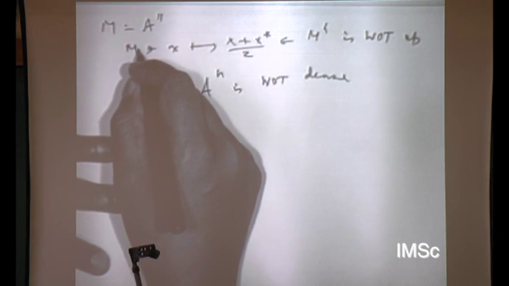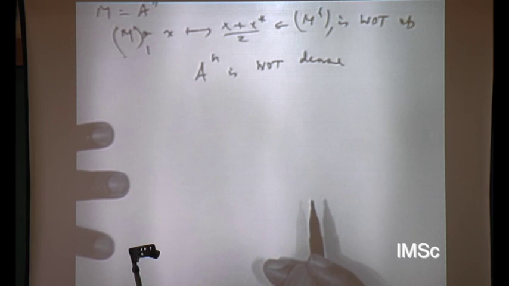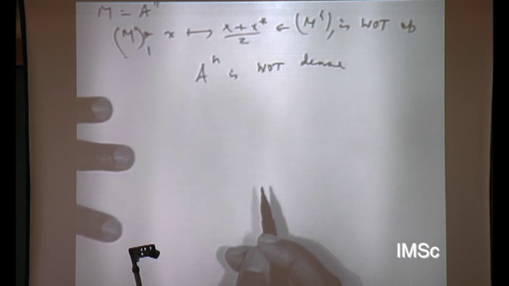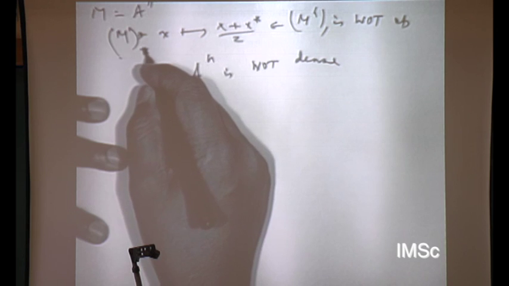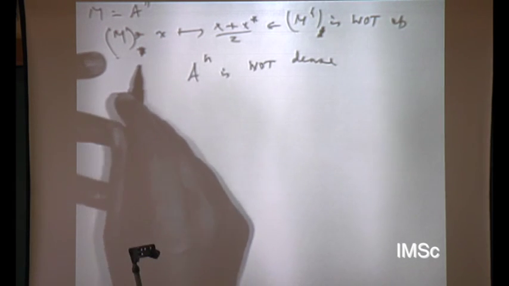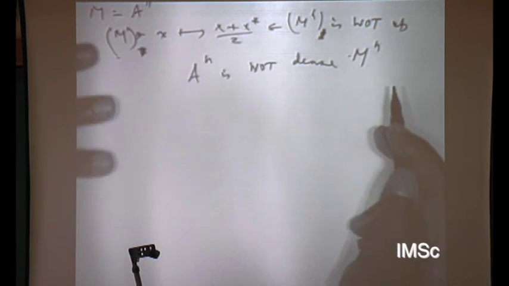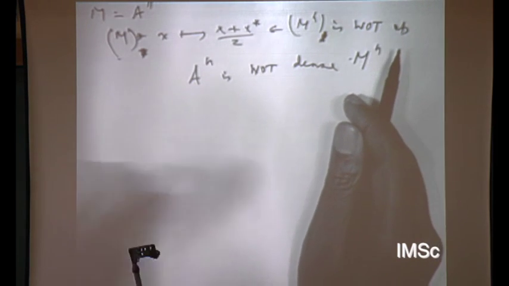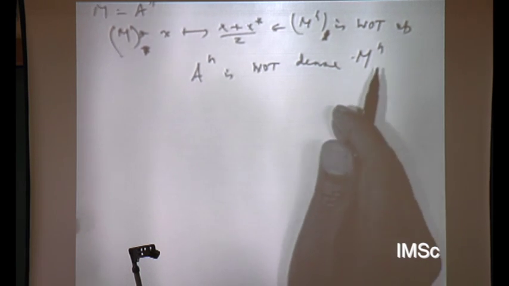Actually, let's take an M1. No, he's not even taking M1. He's just saying, he's probably going to do the whole thing. Okay, then AH is dense in MH, is what it will say, by just continuity of this function. This map sends M to MH and A to AH. A is dense in M, so A is dense in MH.